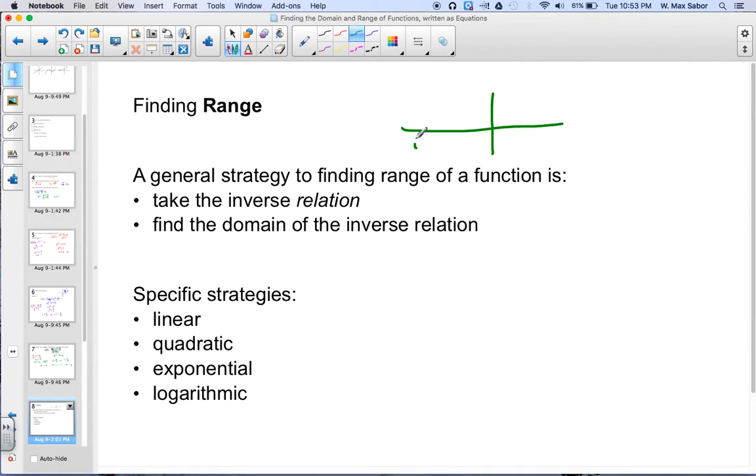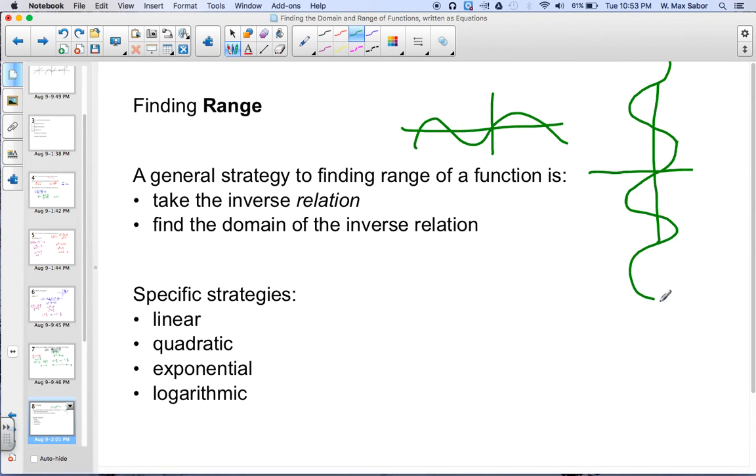If we have something like, let me do a reasonable job at drawing sine. If we wanted to draw the inverse sine, well, inverse sine looks like this, but that doesn't give the whole picture. The whole picture is if we keep continuing it. This is not what inverse sine looks like, but it's what the inverse relation looks like. So a general strategy to finding the range of a function is take the inverse relation and find the domain of the inverse relation. So between -1 and 1 is the same thing as between -1 and 1 in the range here.